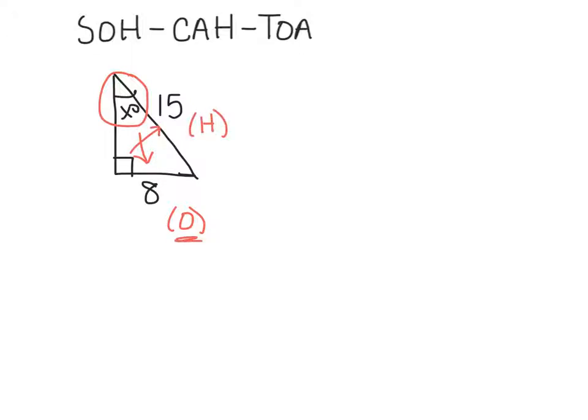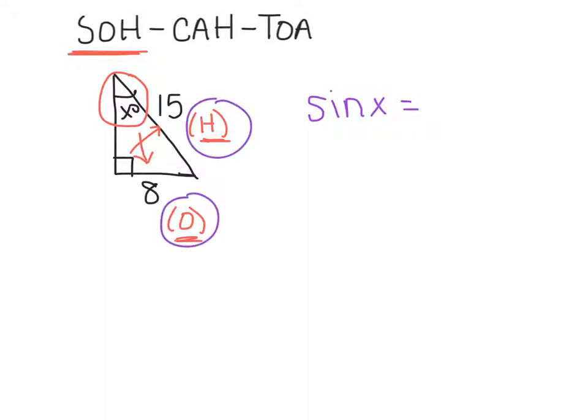So working with O and H has me working with the sine function. So I'm going to set this up as sine of, and it's still of the angle, so I'm going to say sine of x equals opposite over hypotenuse, so that would be 8 over 15.